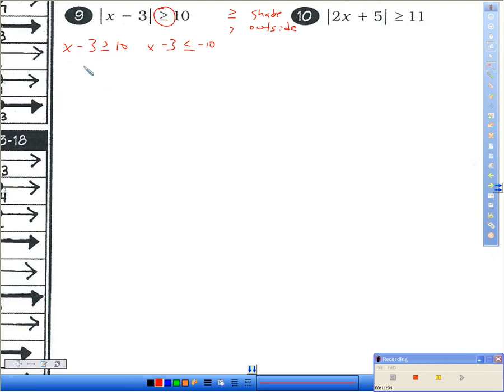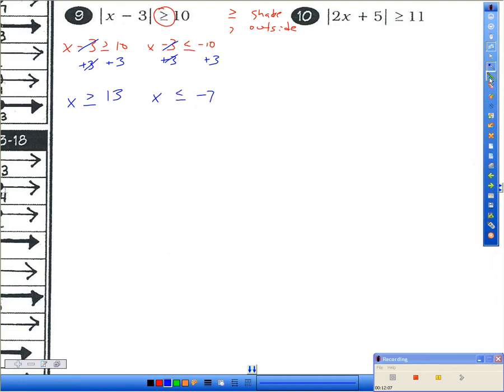These are one-step inequalities to solve. Our first and only step is to add 3 to the left and add 3 to the right. Minus 3 plus 3 cancel, so on the left we get x. On the right hand side we have 13, so x is greater than or equal to 13. On the right hand inequality we still need to add 3 to the left, add 3 to the right. The 3's cancel, so on the left we have x. On the right hand side, negative 10 plus 3 gives us negative 7, so x is less than or equal to negative 7.